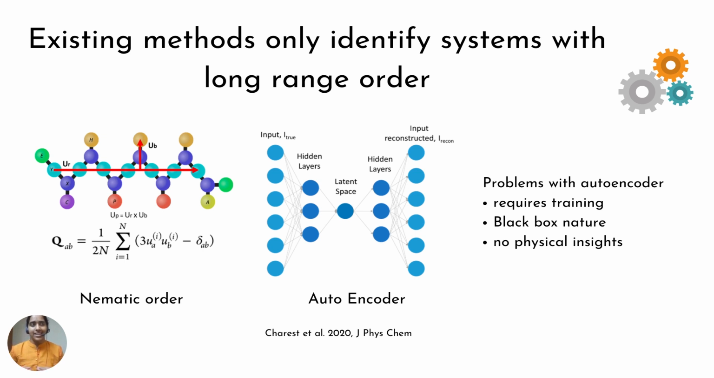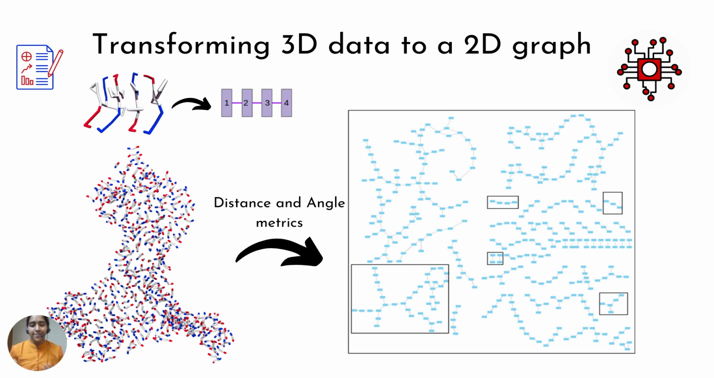But the problem is that autoencoders require huge training data sets, and its black box nature makes it difficult to obtain physical insights. Therefore, we have developed a novel graph-based method where all the proteins are assumed to be nodes, and proteins that are close to each other within 6 angstroms and that are oriented parallel are assumed to have an edge between them. And this translates the 3D data into an undirected 2D graph which have several connected components.